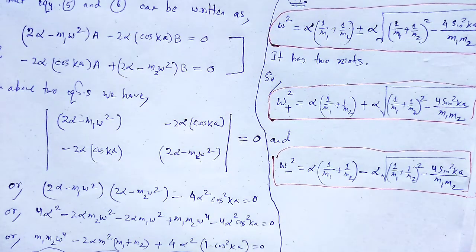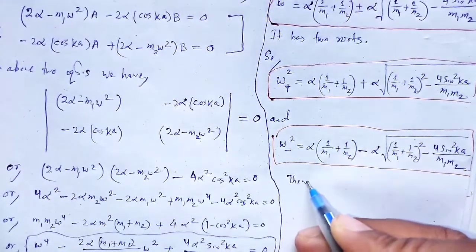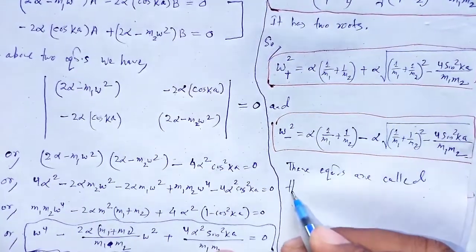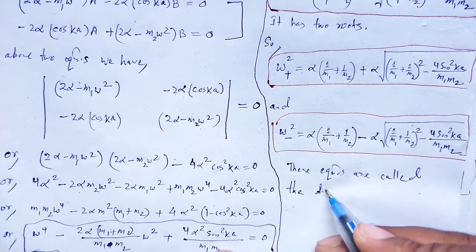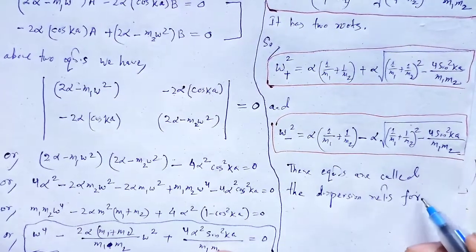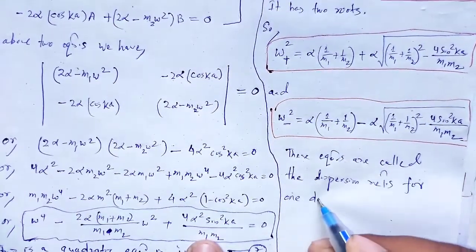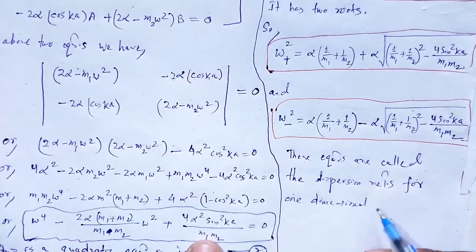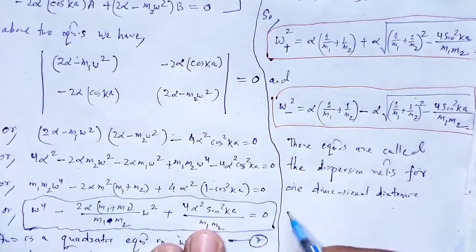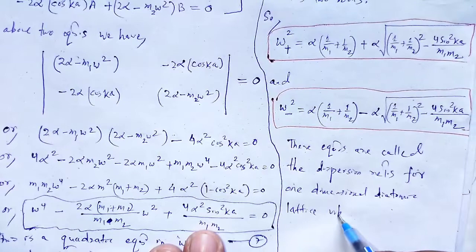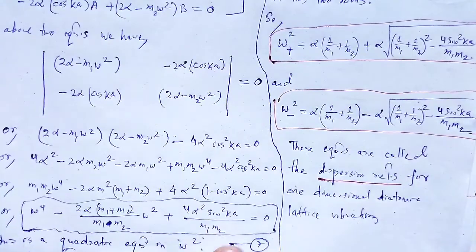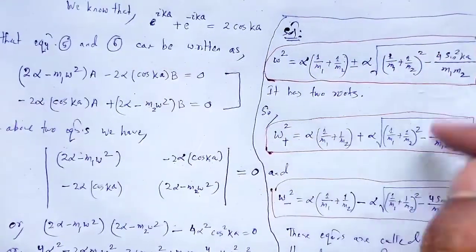These expressions, these equations, are called the dispersion relations for one dimensional diatomic lattice vibrations. These are the dispersion relations.